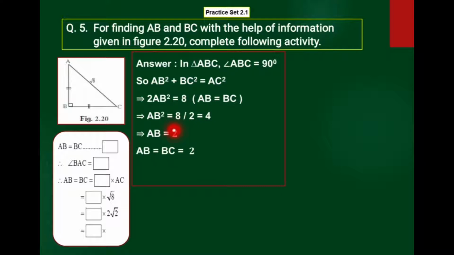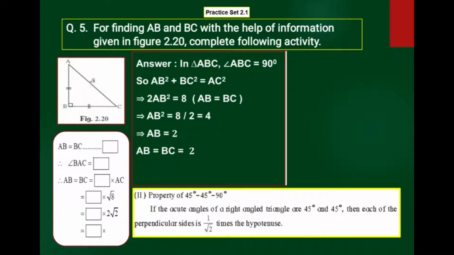Dividing by 2 on both sides we get AB square equals 8 by 2, that is 4. We have to find the value of AB, so taking the square root of both sides, the value of AB is 2. Now AB and BC are of equal length, so we write AB equals BC equals 2. We fill this first box with 2.